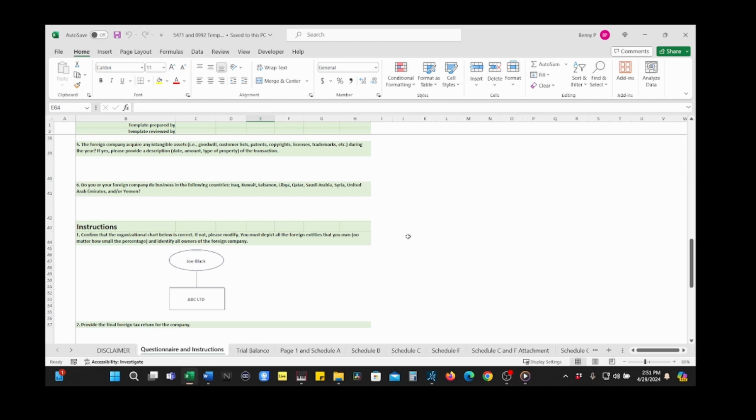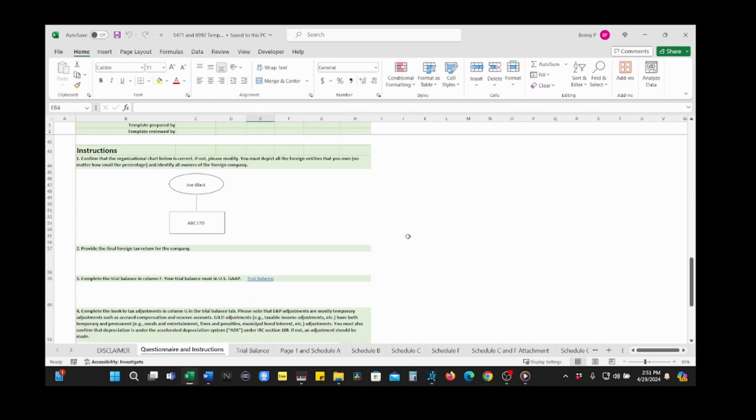Now we're going to take a look at the instructions of my template to help gather the most important information to prepare a Form 5471. So for number 1, you should create an org chart that shows your ownership of every foreign entity. Here I have included a sample org chart showing a hypothetical person owning 100% of a foreign corporation.